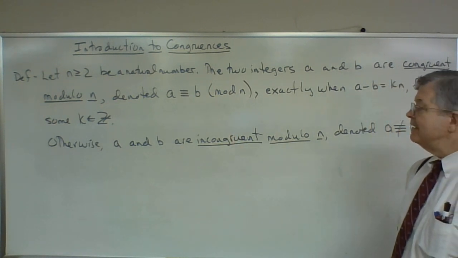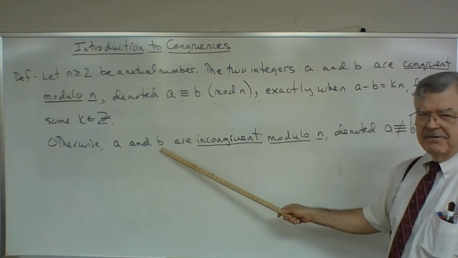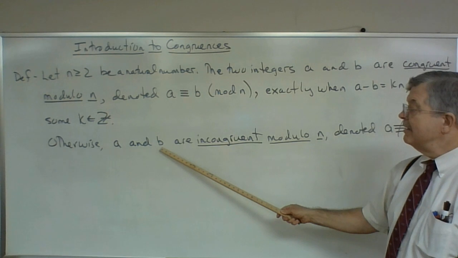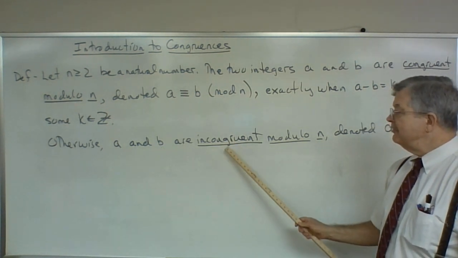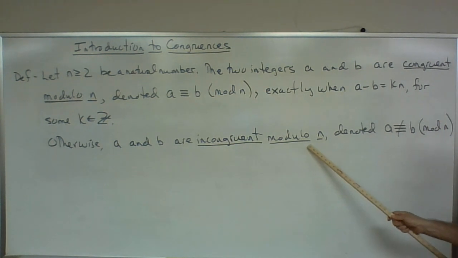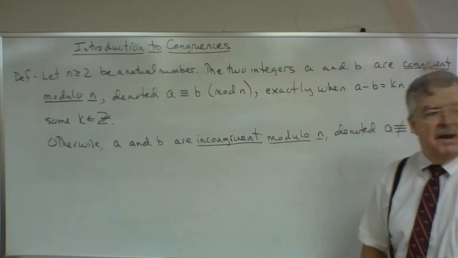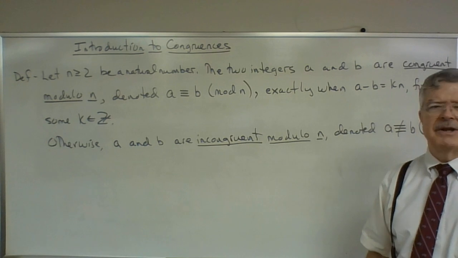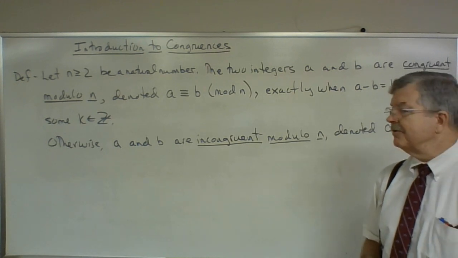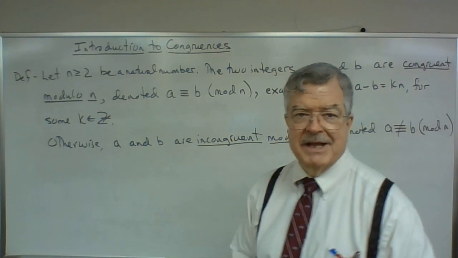On the other hand, if a and b don't differ by a whole number multiple of n, then we say that a and b are incongruent modulo n, and we denote it this way. Now, before we do anything else, let's just look at a couple of examples, and then we'll give some more explanatory information.